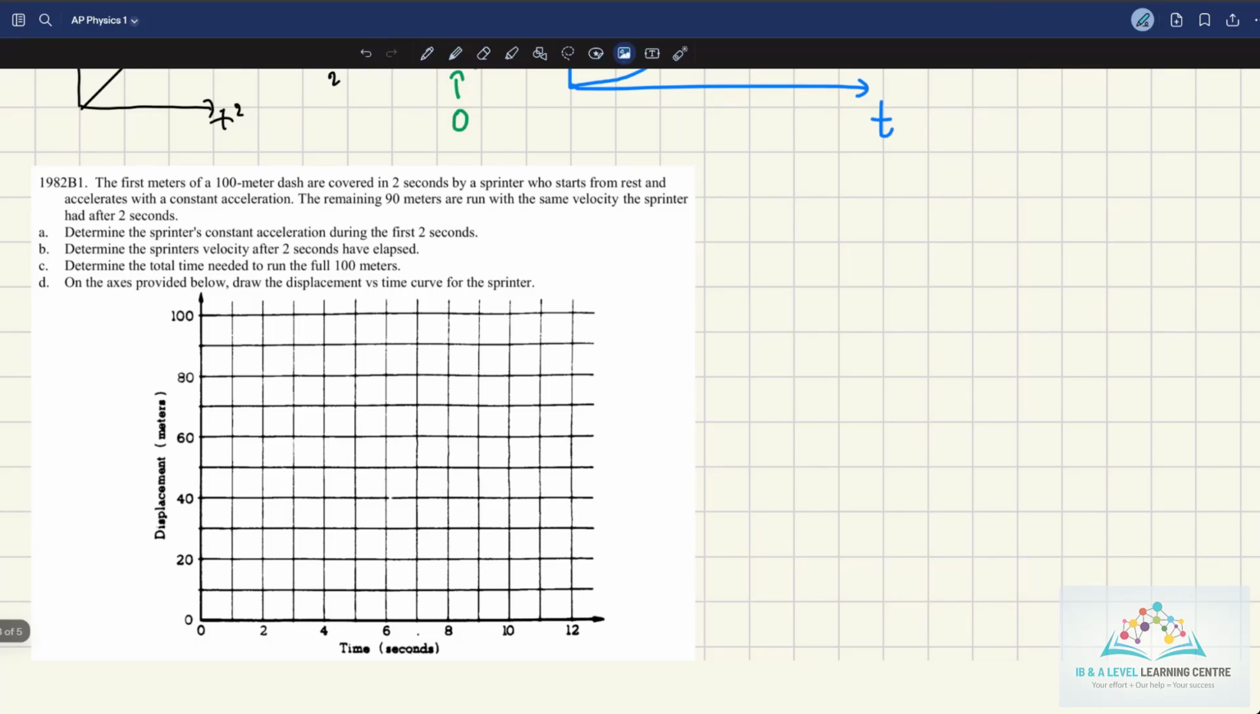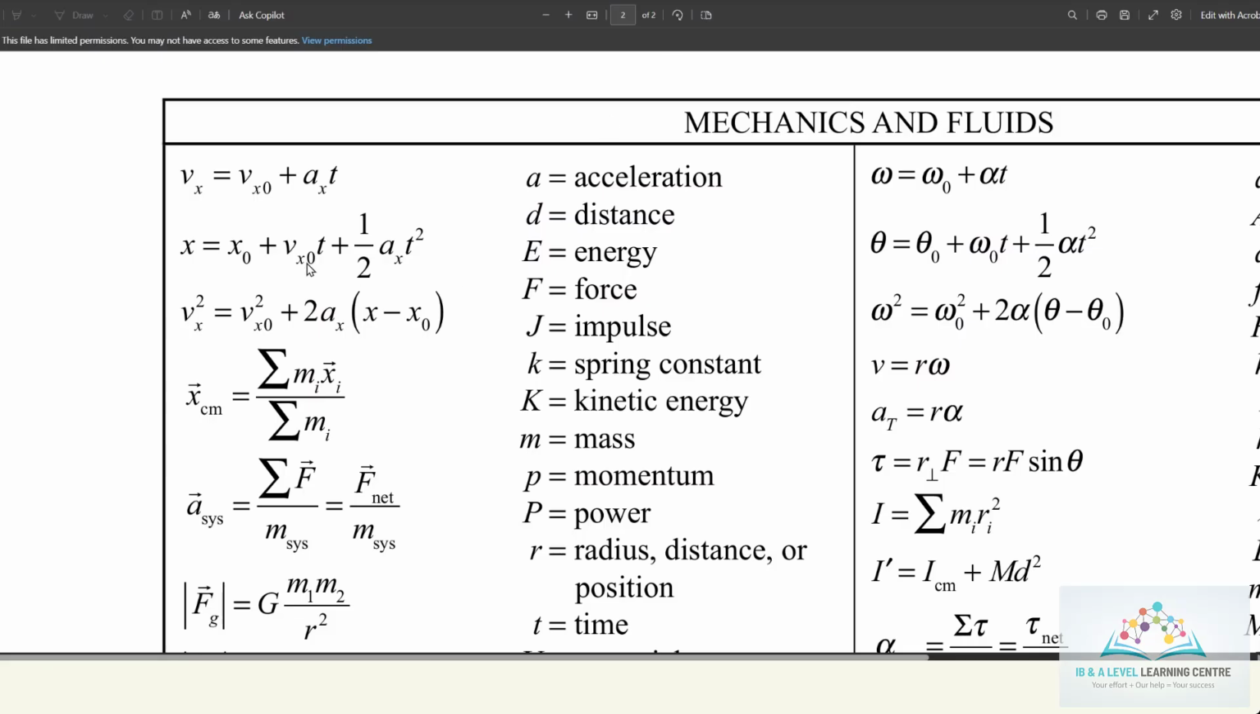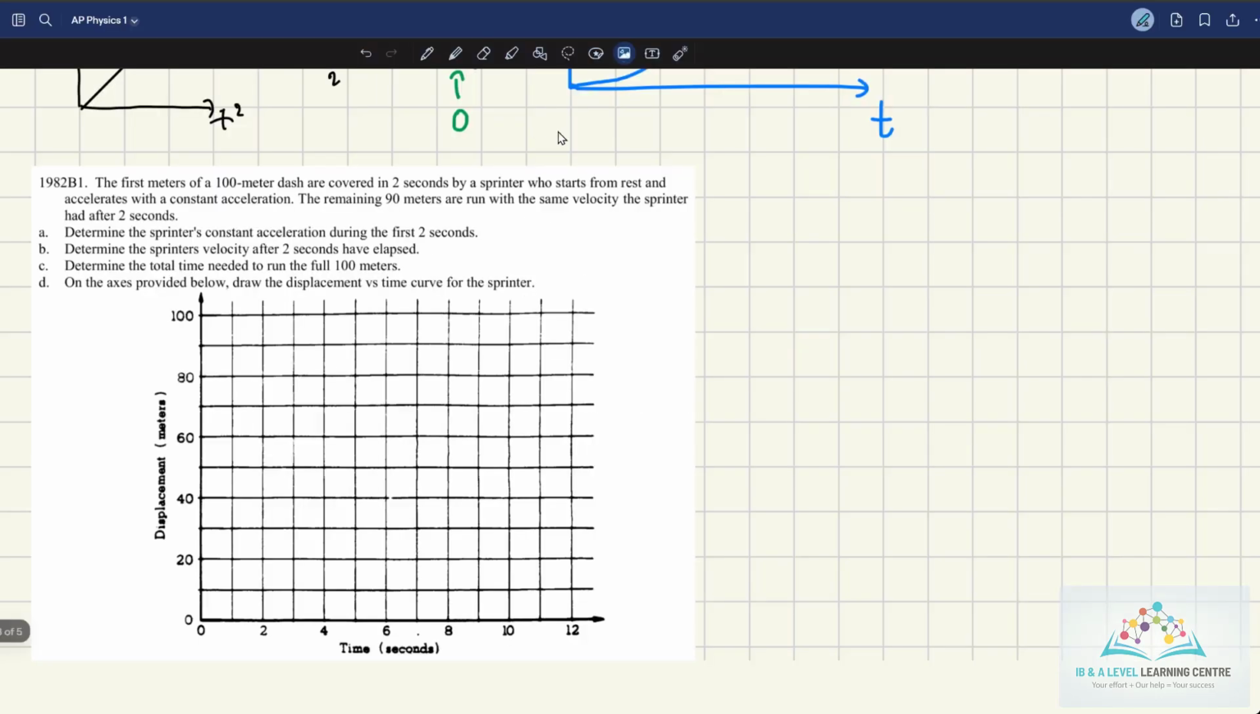We use the second formula here. Where's the formula sheet? The distance is 10 meter. The time is 2 seconds. So we have 10 equals 1 half a times the square of 2, which is 4, so 4 over 2. Let's try that formula, and then you can calculate the acceleration.